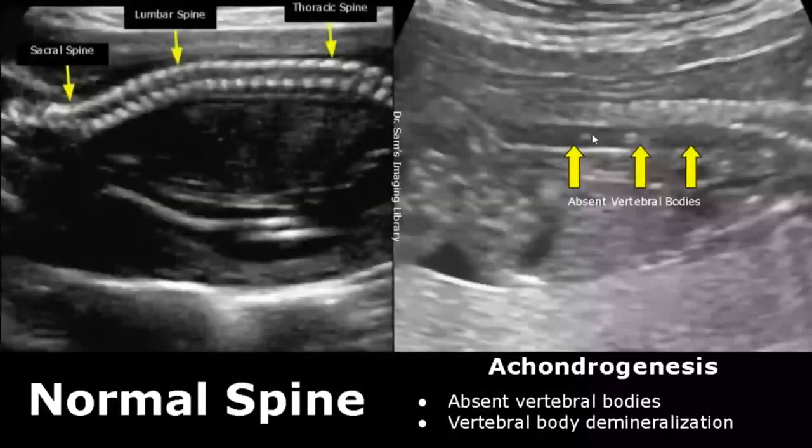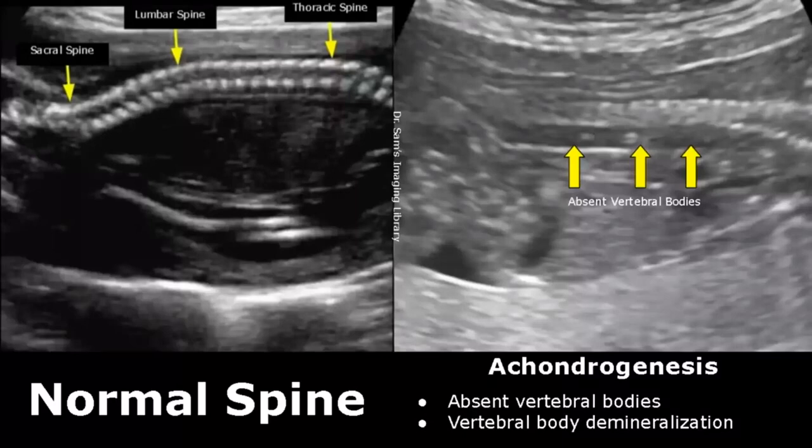Achondrogenesis is a rare skeletal dysplasia. It has a variety of features. The most common one is absent spine. This is a normal image of the fetal spine in sagittal view. We can see a well-developed hyperechoic spine. But in this image, we do not see any hyperechoic spine. The vertebral bodies are absent. This is due to vertebral body demineralization.